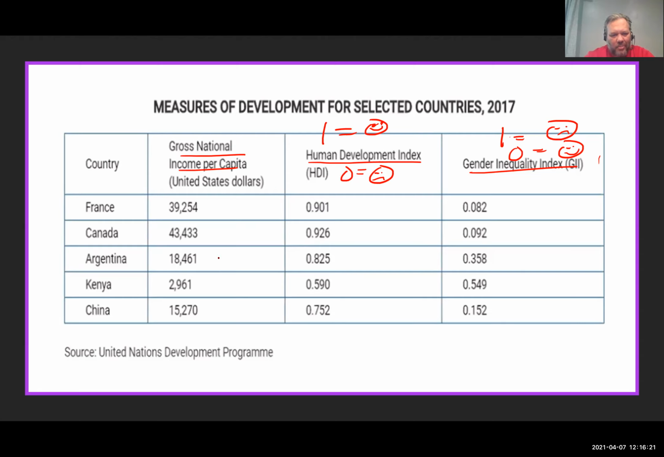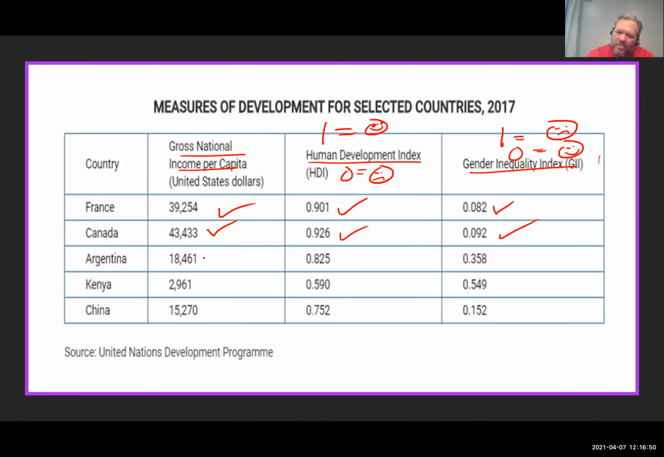And then here's the GNI per capita, and this is a little bit dated information, but not too bad. So if we look at France, pretty high GNI per capita, very high on the Human Development Index, and low in a good way on the Gender Inequality Index. And so what we're trying to see is, are there any correlations? We're not talking causation, but any correlation.